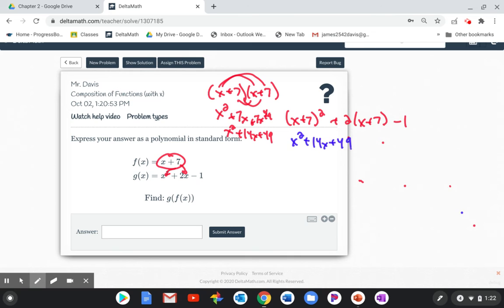Hopefully you're good at FOILing at this point in your life. We're going to distribute this one. We get 2x plus 14. And then we carry along that minus 1. We then just organize it, combine like terms. There's no other x squared, so we'll keep that first. 14x and 2x gives us 16x. 49, 14, and negative 1 gives us 62. Type that in.